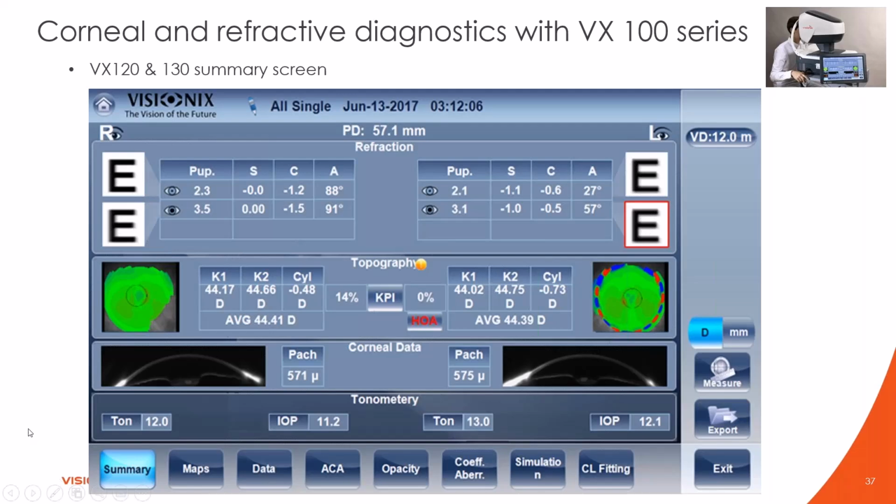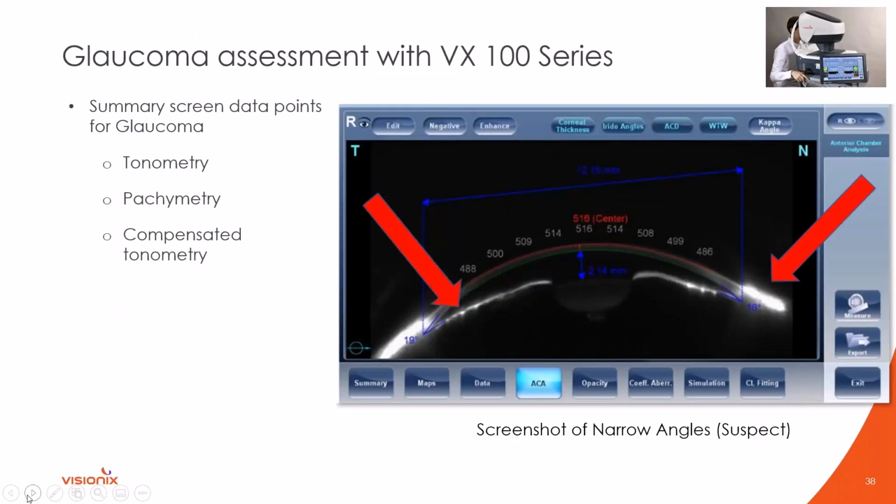With the VX120 and 130, you're going to get a Scheimpflug image with it, and with the Scheimpflug image, that's advantageous for glaucoma assessment. In this particular situation, you're seeing a screenshot of narrow angles. So here with the Scheimpflug image, you're getting angle measurement and a pachymetry map. Additionally, you're getting a white to white and anterior chamber depth.